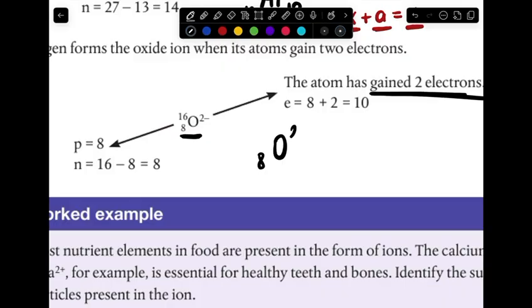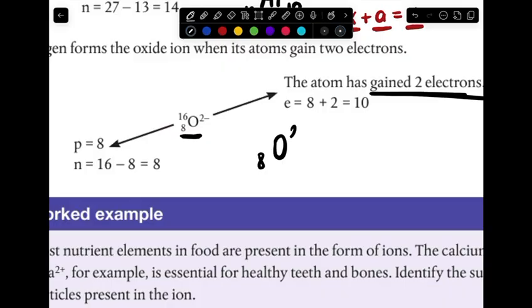If you forget this, just think logically: we gained 2 electrons. When the atom was neutral, we had 8. If we gain 2 electrons, then right now we have 10 electrons. This is simpler, but you can also use the formula as well.